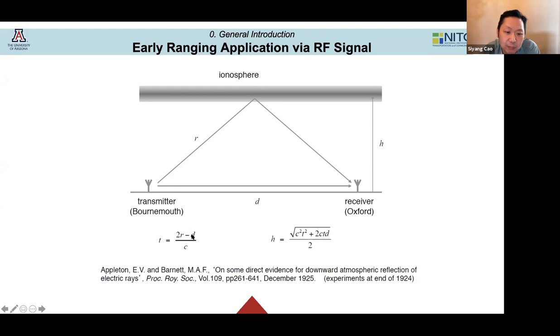So the receiver will receive two signals. And by comparing the time difference between the two signals, it can compute T. And with the speed of light and this T, in a very early stage, 1925, we could find out the height of the ionosphere. Basically, we use the echo time to find out the distance of the object.